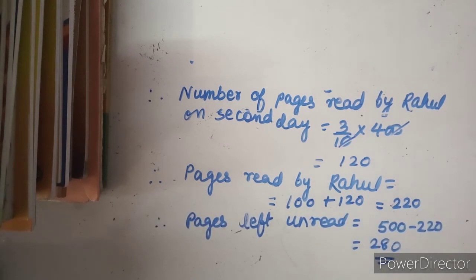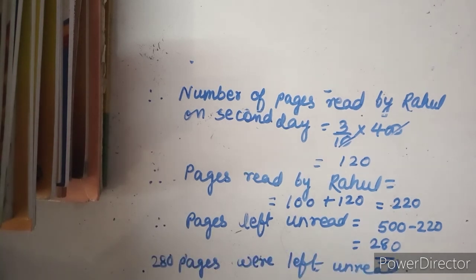Now pages left unread. So there were total 500 pages minus how many he has read is 220 pages, and so left is 280 pages. So answer will be the pages left unread is 280 pages. So your answer is 280 pages were left unread.